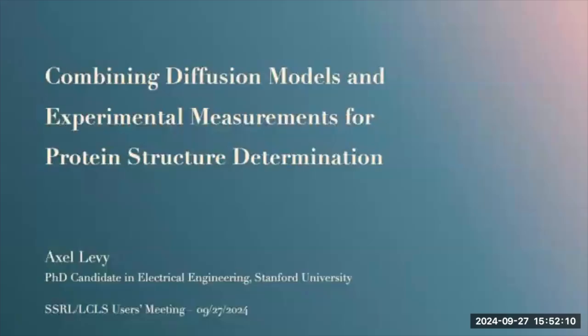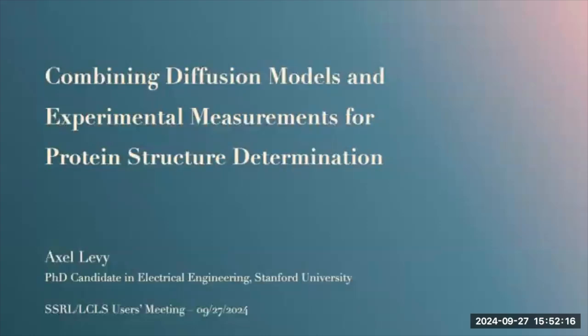Yes, thank you, Stephanie. Our next speaker will be Axel from Stanford. He will talk to us about using deep learning methods to solve the cryo-EM expectations. Yeah, thank you very much for having me.